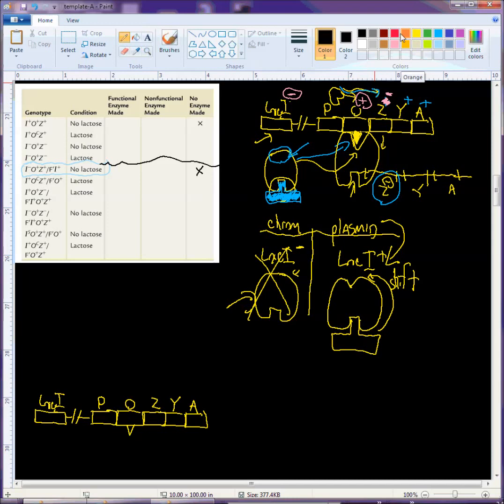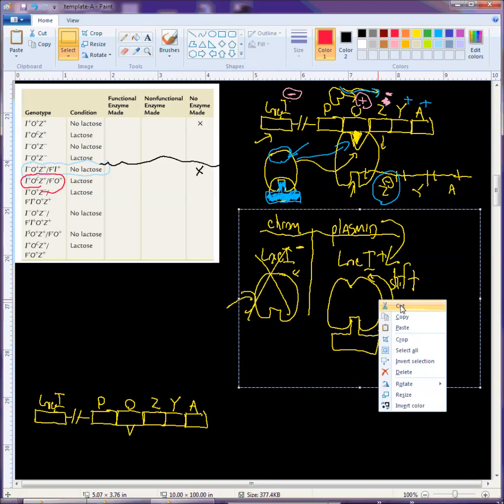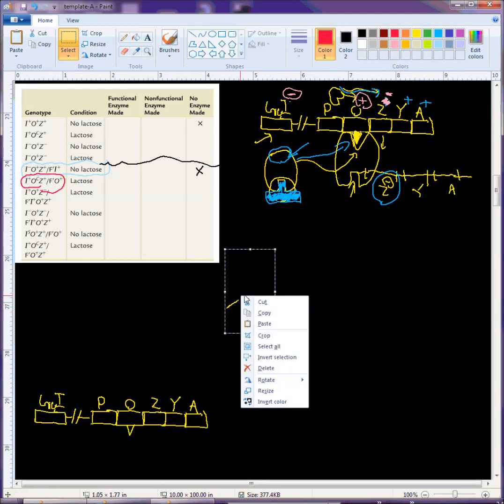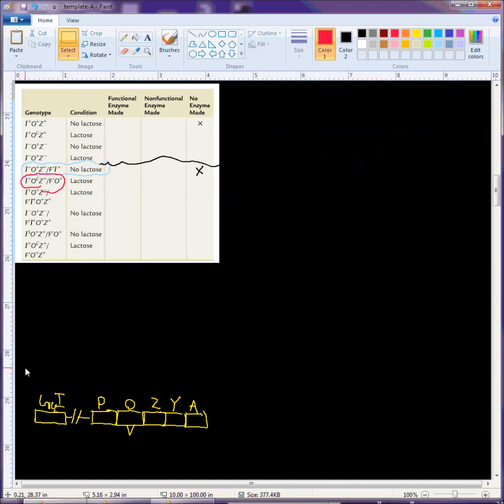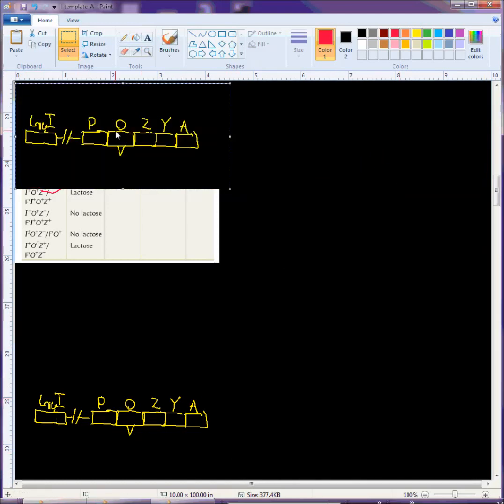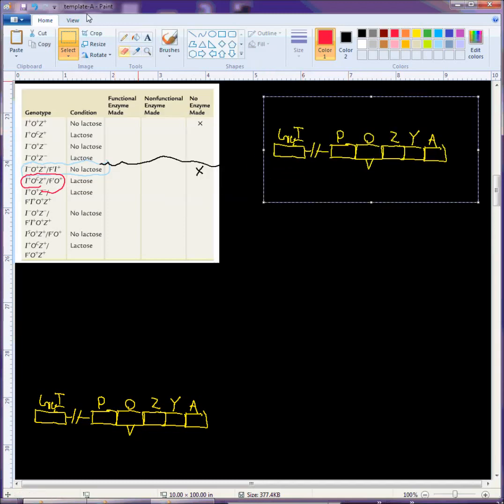Okay, the next strain. Let's take a look here. So I wish I had a bigger eraser here. Okay, I got it. Copy this and just cut it. Okay, that works. I'm going to cut all this too, and I'm going to copy this. Put that here.